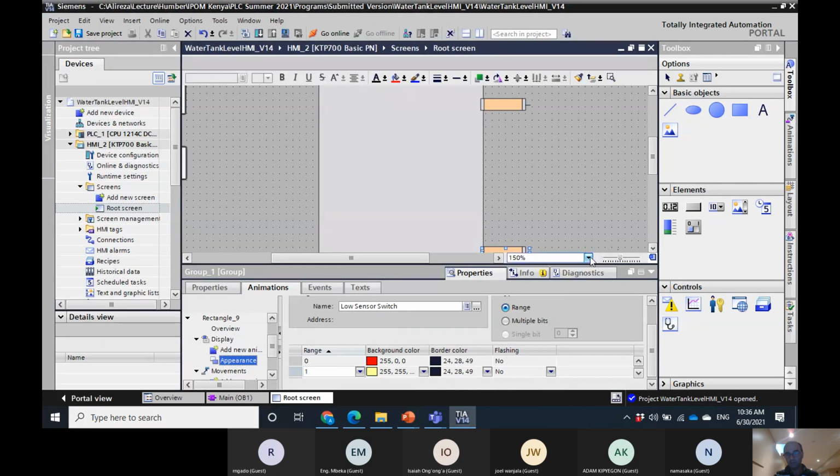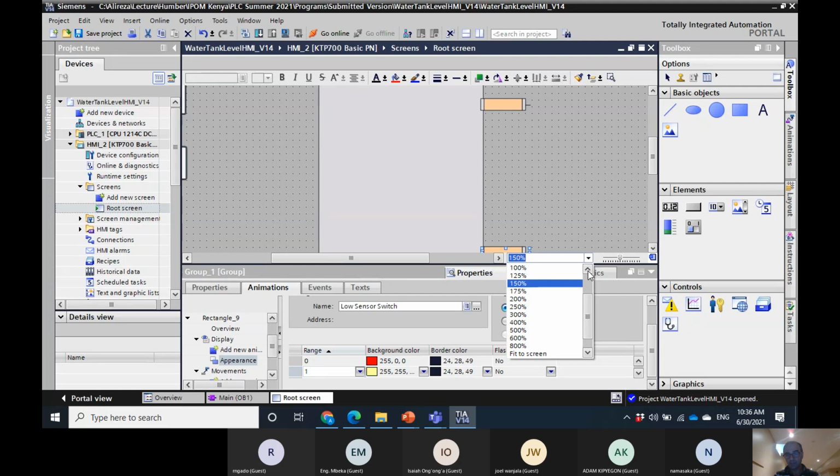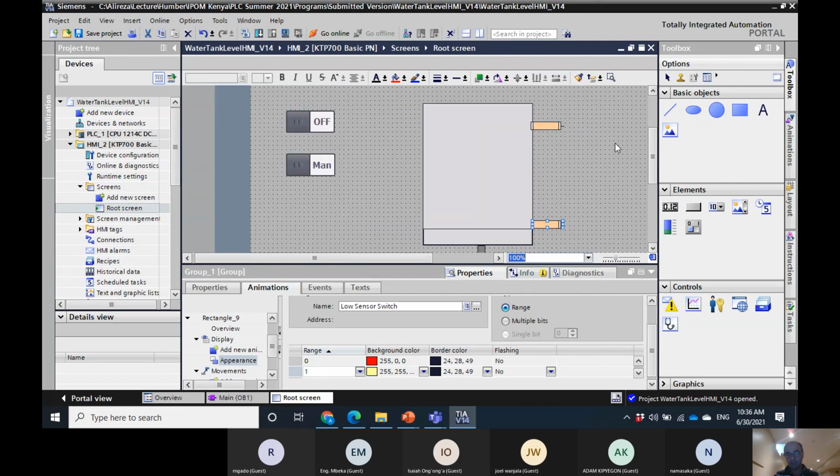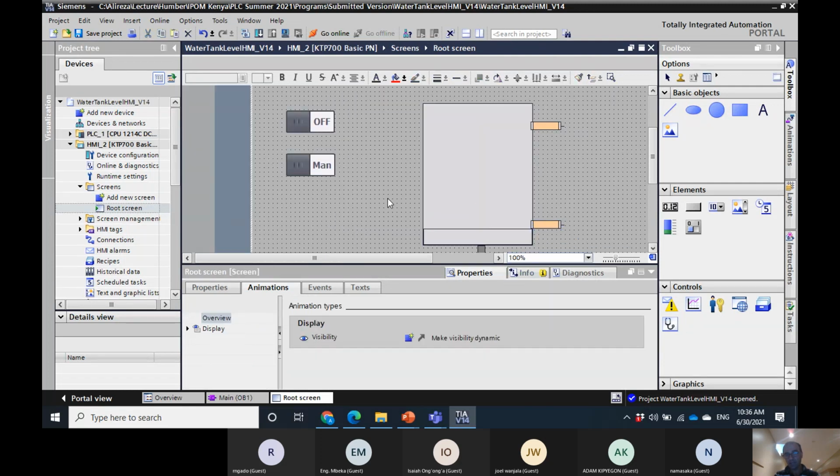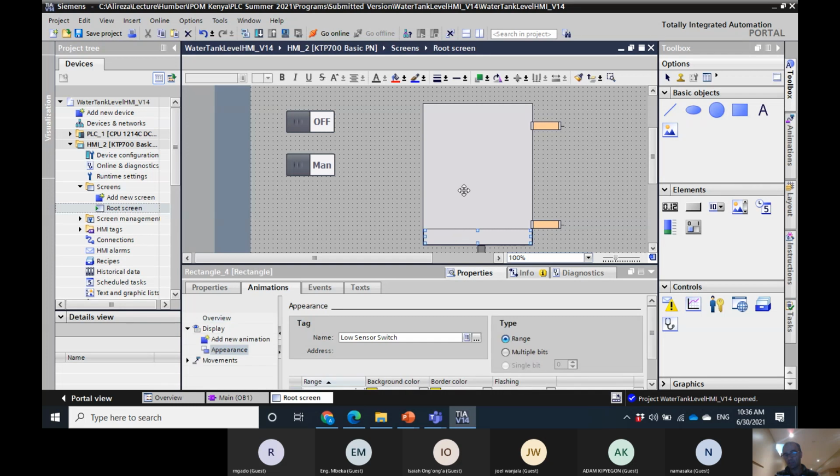If you decrease the size, it looks like there's just one rectangle here, but in fact there's another rectangle here. It doesn't have any border, so I can move it. You see, it's a rectangle here, and also there's another rectangle here. It doesn't have any border, or let's say the border color is the same as that.